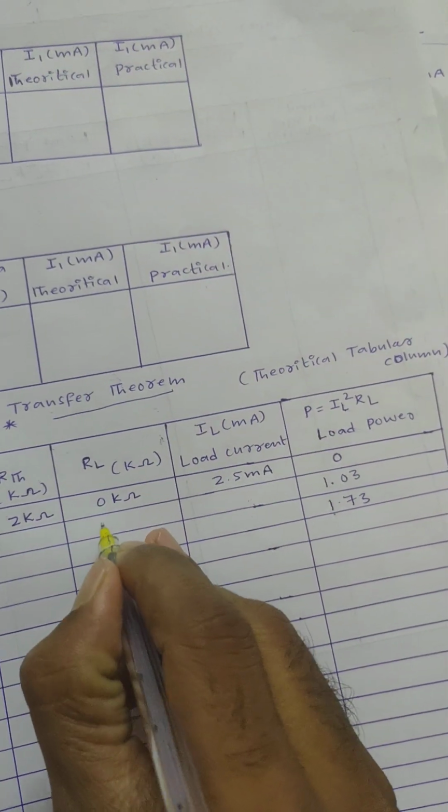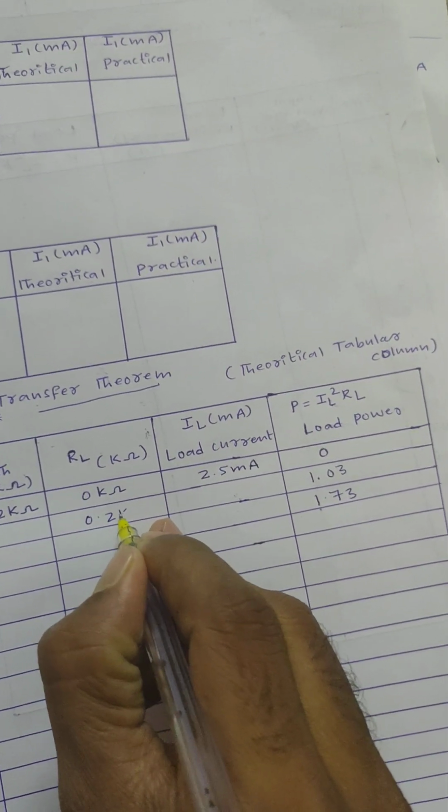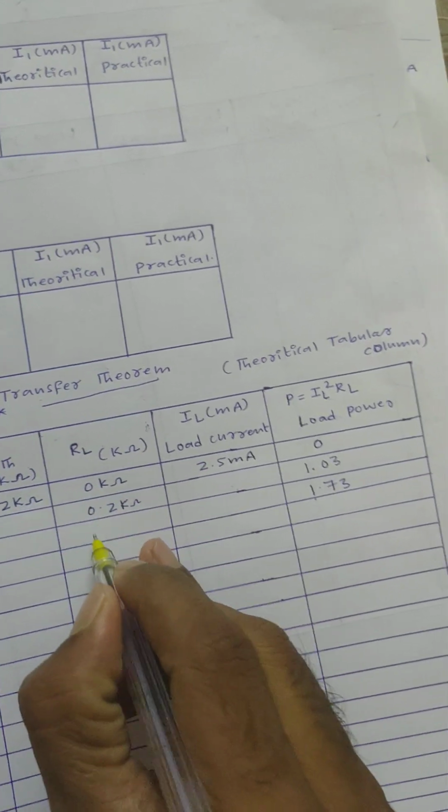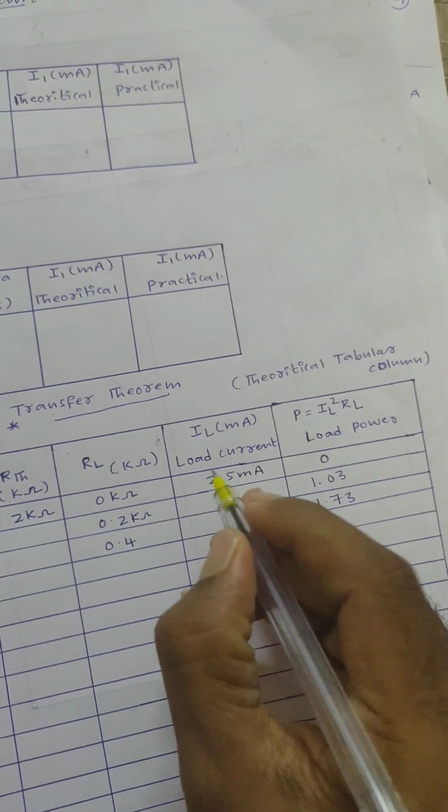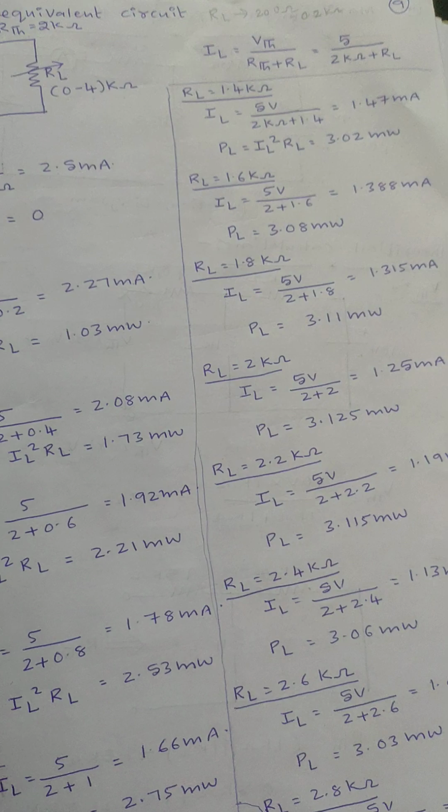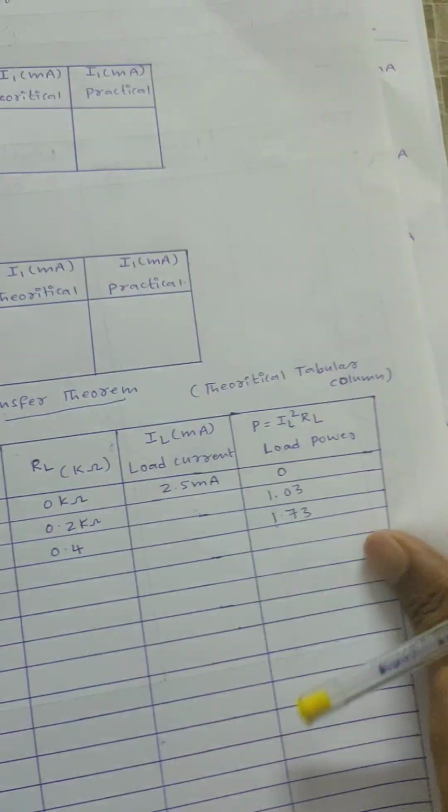Here the RL value is 0.4 kilo ohms. Sorry, kilo ohms is already mentioned in the table, right? Then previous cases: 0 for 0, 0.2, 2.27 and 2.08, right?